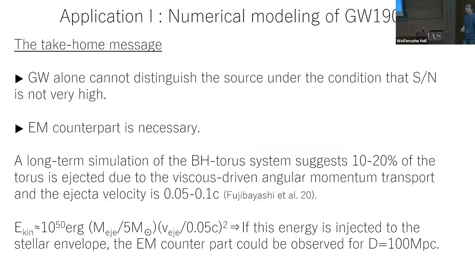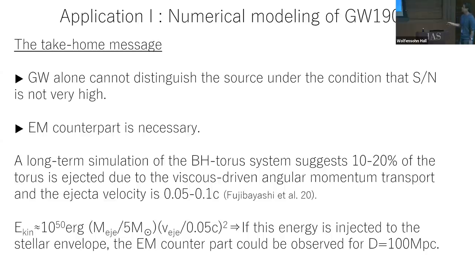So the take-home message is that gravitational waves alone cannot distinguish the source under the condition that the signal-to-noise ratio is not very high. So we may need an electromagnetic counterpart to distinguish the scenarios.